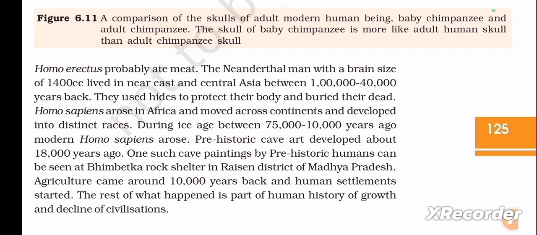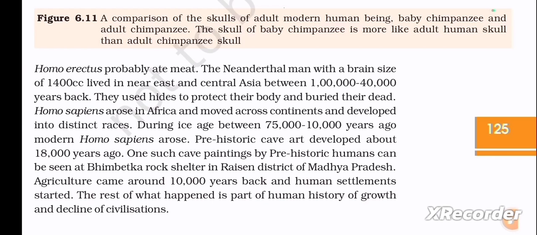The Neanderthal man with a brain size of 1400 cc lived in Near East and Central Asia between 1 lakh to 40,000 years back. They used hides to protect their body and buried their dead. Homo sapiens arose in Africa and moved across continents and developed into distinct races. During the Ice Age, between 75,000 to 10,000 years ago, modern Homo sapiens arose.